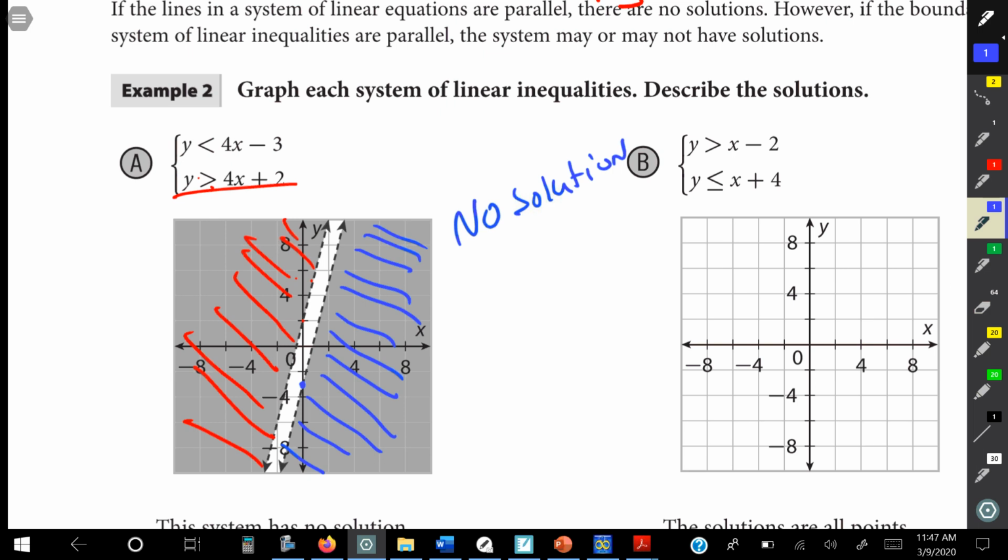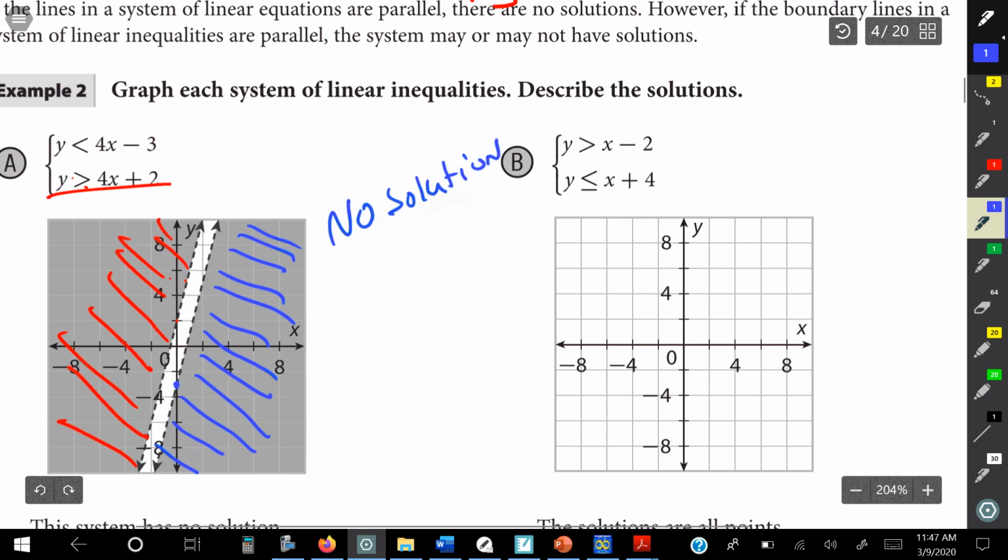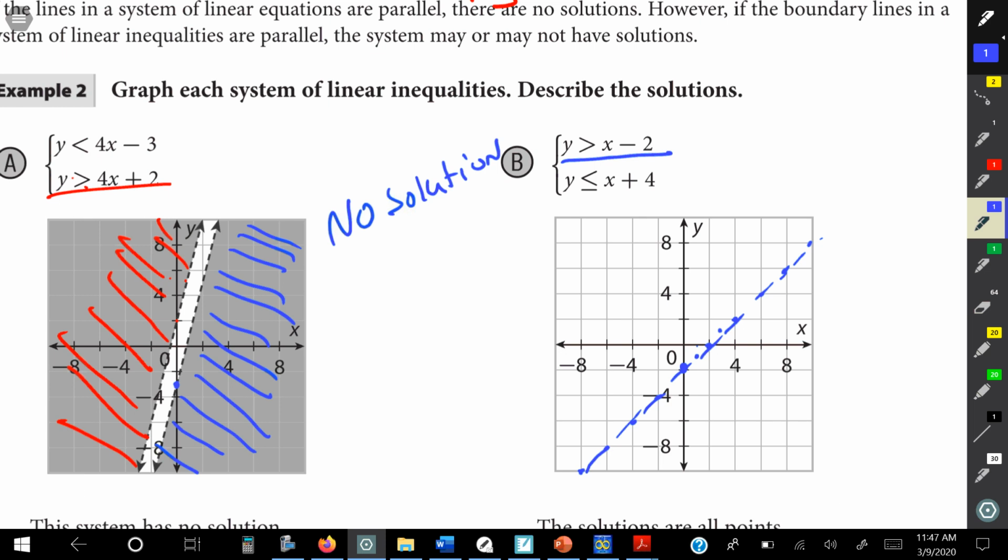Okay, let's take a look at this other one here. I'm going to graph both of these, and I'm going to start with this one. I'm going to go to -2, and it has a positive slope of 1. So I'll go up 1 and over 1, up 1 over 1, and you're just going to keep going here. And since it's not equal to, we're going to use dashes. And since it's greater than, we're going to shade above.